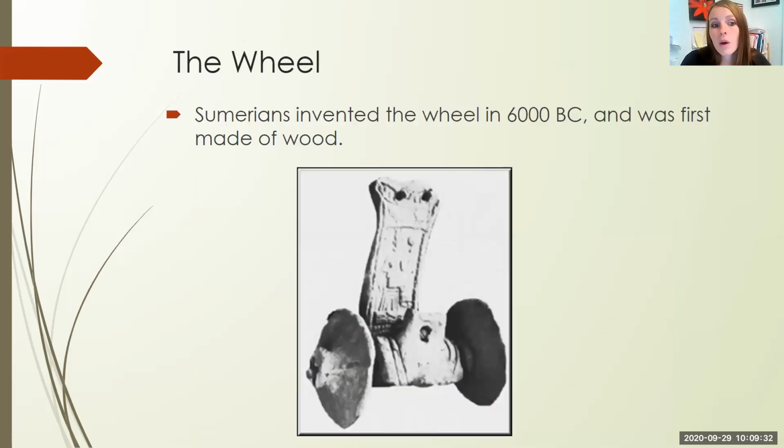They also invented the wheel. The Sumerians invented the wheel in 6000 BC, and it was first made of wood. Which is funny, because I remember thinking a long time ago that during the Stone Age, stone was the first thing that was a wheel, but actually it was wood. It was later stone, but it was first wood before stone.